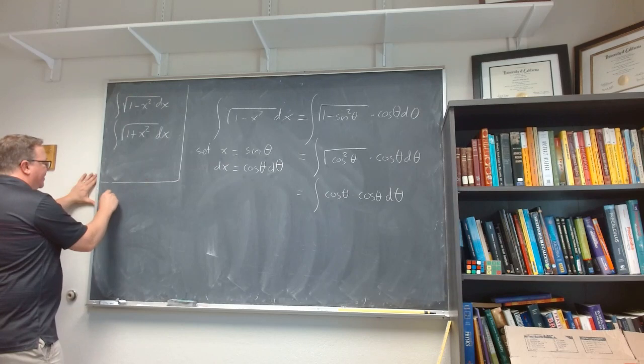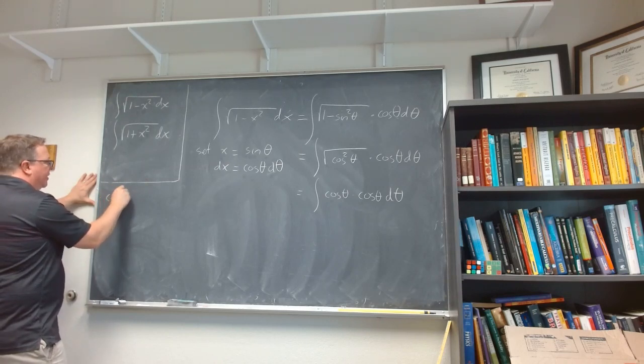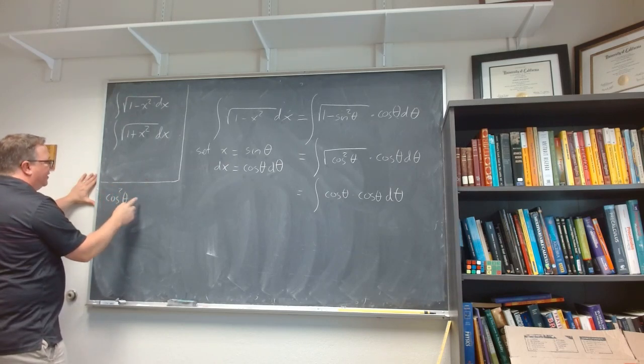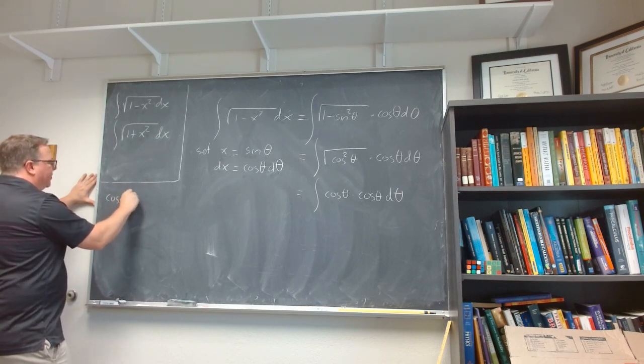The trig identity says that the cosine squared of theta, well, I should write it the other way. The cosine of 2 theta.